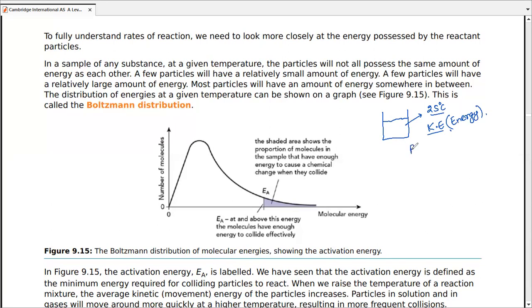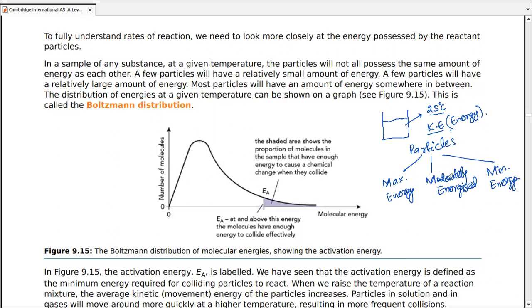Actually, the particles can be divided into three kinds of categories. Three categories. That is maximum energy particles, and then the medium or moderately energized particles, and then the minimum energy particles.